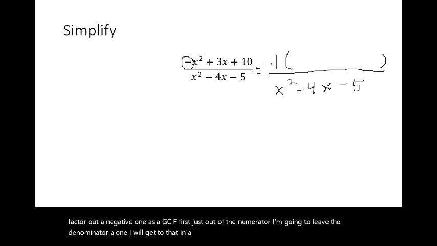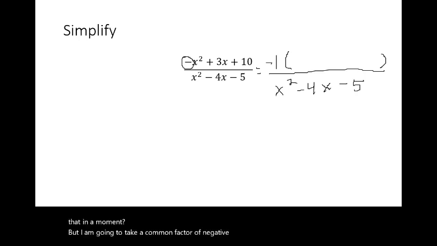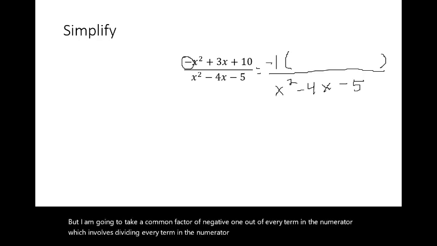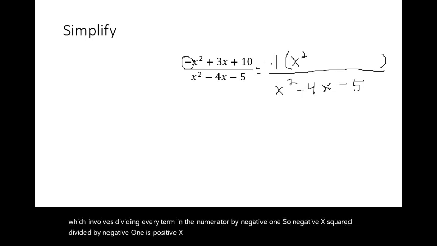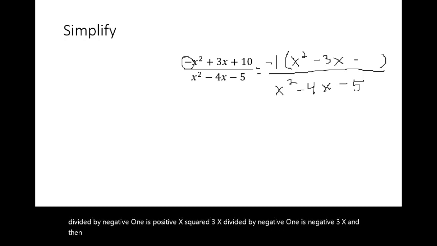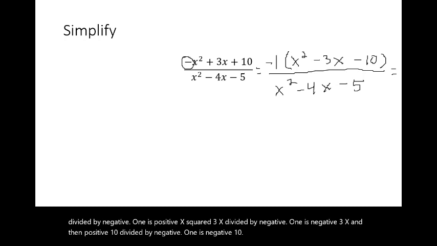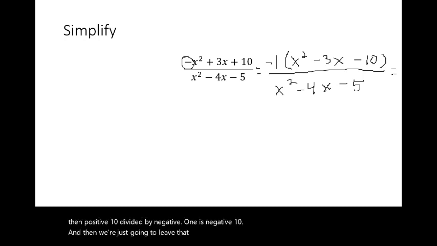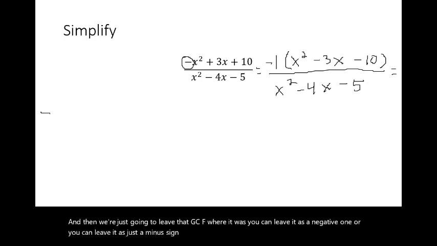But I am going to take a common factor of negative 1 out of every term in the numerator, which involves dividing every term in the numerator by negative 1. So negative x squared divided by negative 1 is positive x squared. 3x divided by negative 1 is negative 3x. And then positive 10 divided by negative 1 is negative 10. And then we're just going to leave that GCF where it was. You can leave it as a negative 1 or you can leave it as just a minus sign. It doesn't really matter. And then you're going to focus on factoring what's in the parentheses, the x squared minus 3x minus 10.